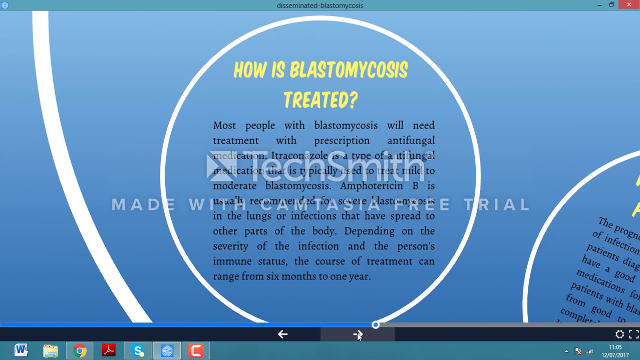Most people with blastomycosis will need treatment with prescription antifungal medication. Itraconazole is a type of antifungal medication that is typically used to treat mild to moderate blastomycosis. Amphotericin B is usually recommended for severe blastomycosis in the lungs or infection that has spread to other parts of the body. Depending on the severity of the infection and the person's immune status, the course of treatment can range from 6 months to 1 year.